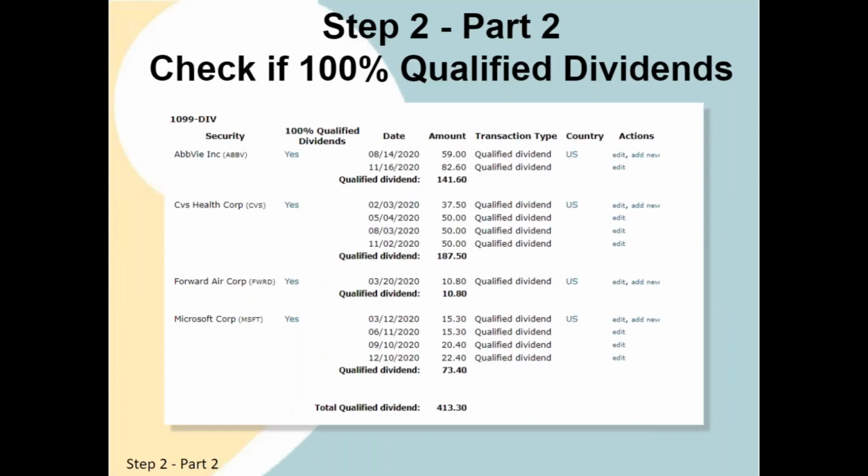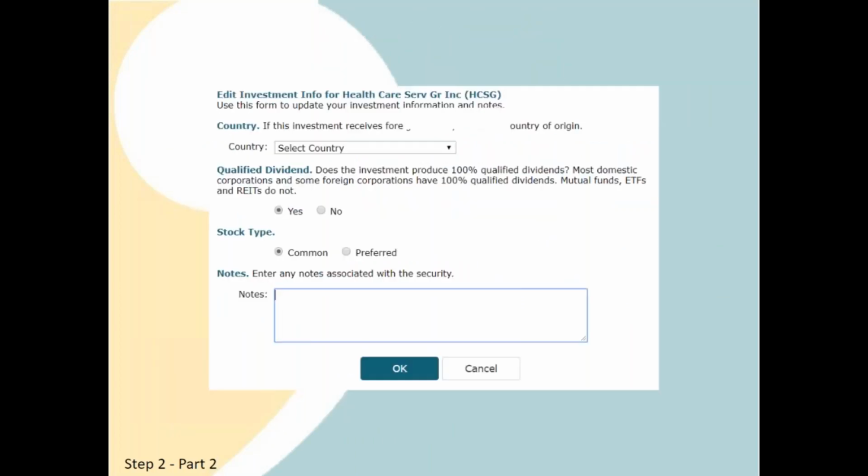To change what is shown in bivio to indicate that not all the dividends are qualified, click on the yes or no that shows. It is a link that will open this page. Select no if the company does not pay 100% qualified dividends.